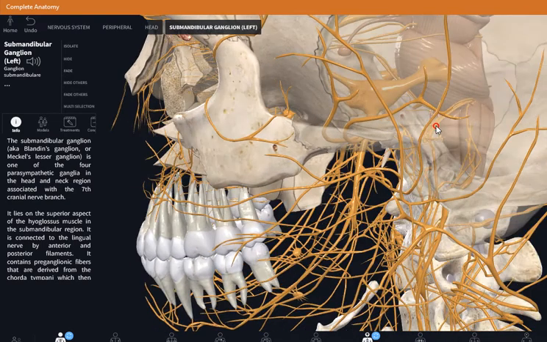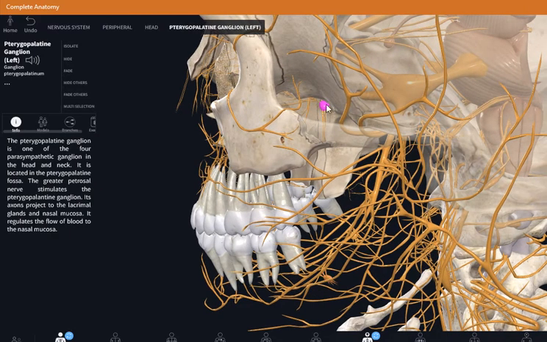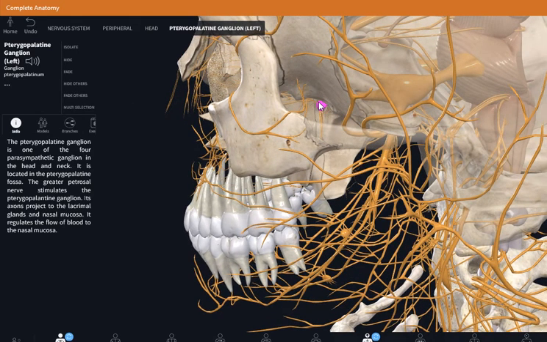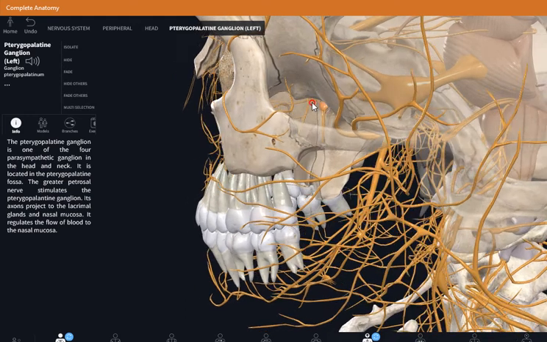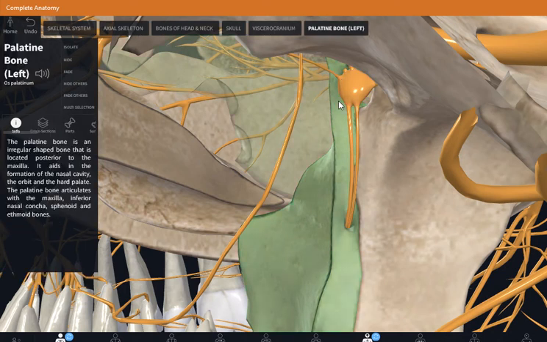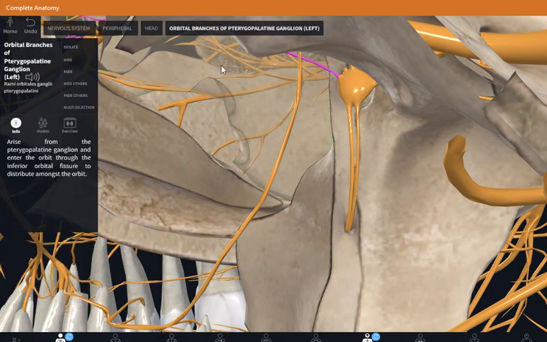Again, we need to know that the facial nerve also has another ganglion inside the pterygopalatine fossa here, and this is called the pterygopalatine ganglion. The fiber which transmits to the pterygopalatine ganglion is the greater petrosal nerve, and the greater petrosal nerve is going to have certain fibers. You have a small particular fiber here which is going to come out. It's the orbital branch of the pterygopalatine ganglion.